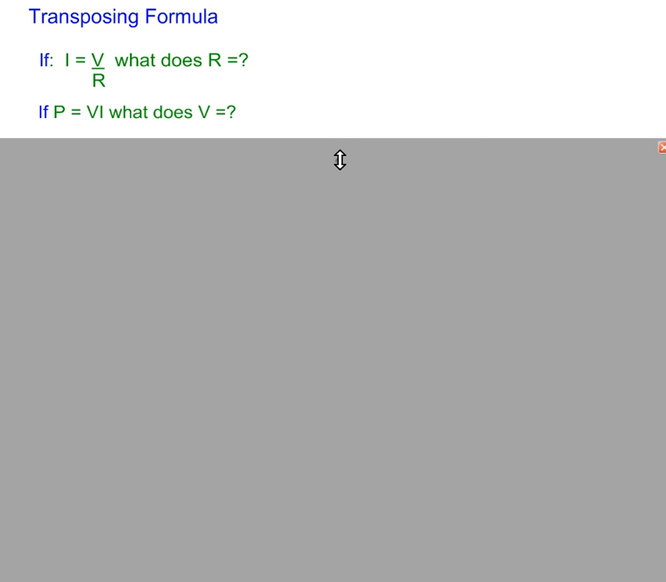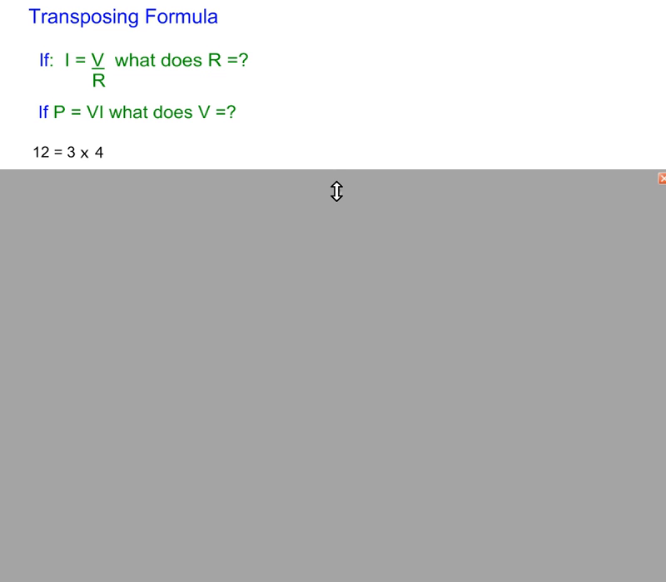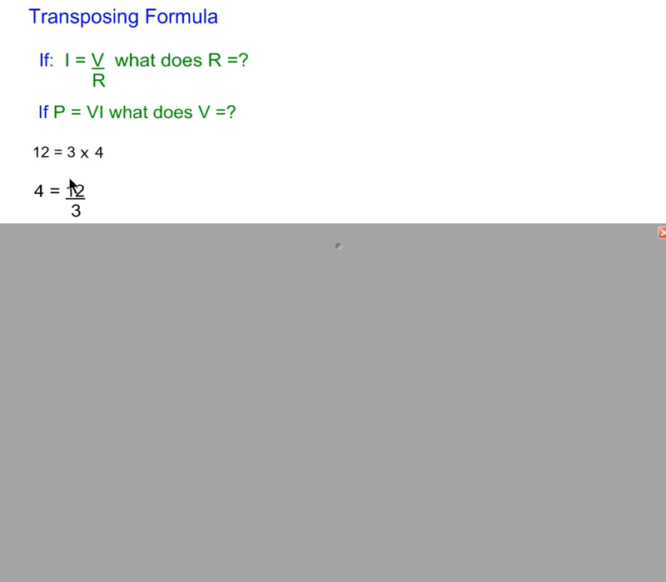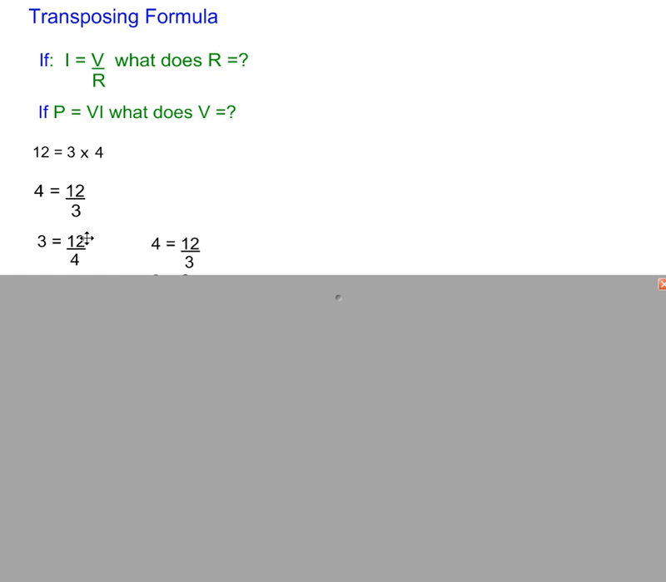When stuck on how to transpose a formula, it's often quite good to go back to a simple formula that we do know. For example, 12 is equal to 3 times 4. We also know that 4 is equal to 12 divided by 3, and that 3 is equal to 12 divided by 4. And we can see that this formula, 4 is equal to 12 divided by 3, is similar to this formula. In fact, the same layout as this formula here. And so we look at this formula and how to transpose it. In this case, we want to find out what 3 is.